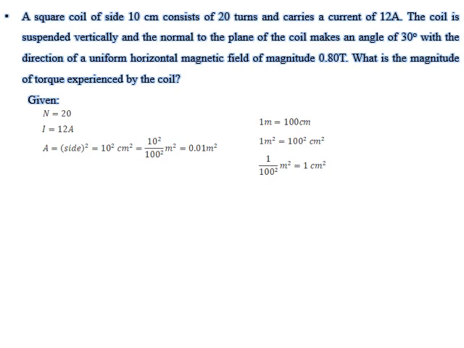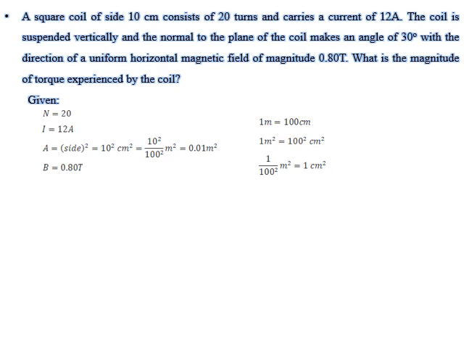So we have to find out the area of the coil. The coil is a square, so area will be side square. Area is equal to side square, which is 10 square centimeter square. That is equal to 10 square divided by 100 square meter square. If you calculate, you will get area as 0.01 meter square. So you are just converting 10 square centimeter square into meter square. This is the conversion that you have been doing.